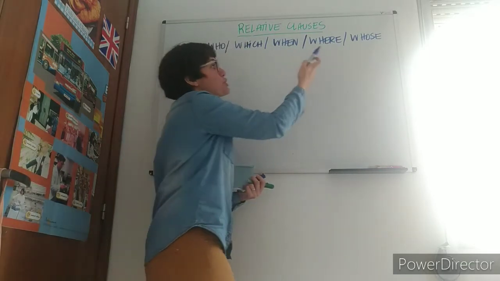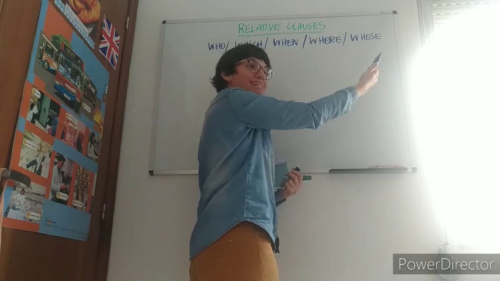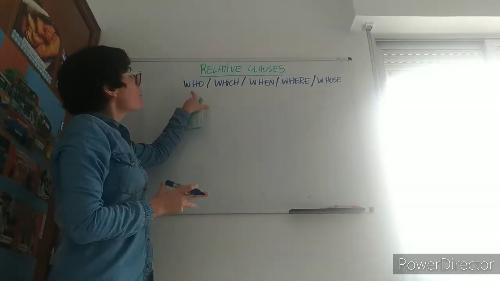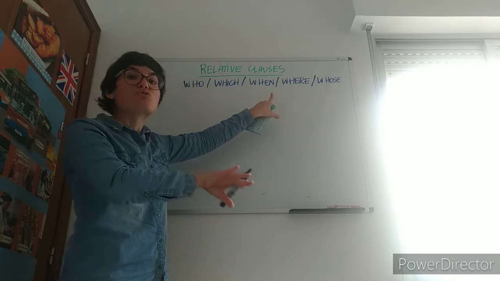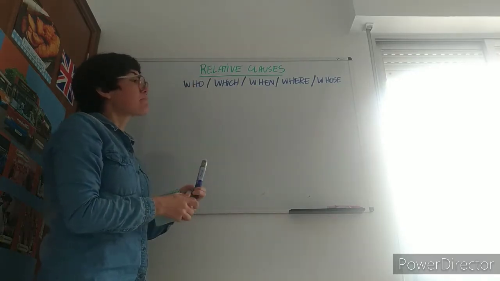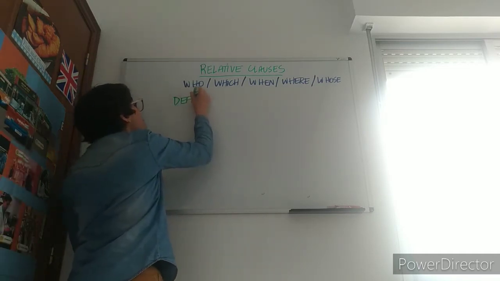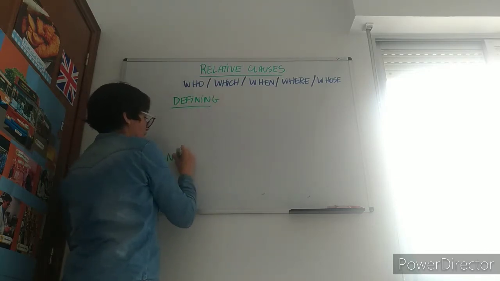So if we use whose after a person and then we introduce an object, it means that this object belongs to this person. Okay? So if we use these relative pronouns, it means that we are going to introduce a relative clause. And relative clauses can be defining or non-defining.